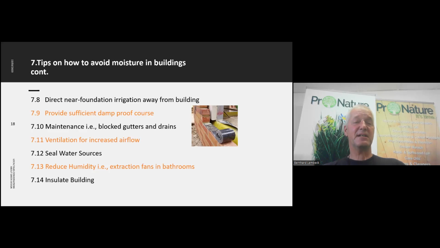And ventilation, again, is my favorite subject, for increased airflow. Seal the water sources like showers and so forth, and ventilate. Reduce humidity, not to a degree that does affect your health that Philip was referring to, but super high humidity will also not be of help within buildings. So an extractor fan in the bathroom might be quite valuable.